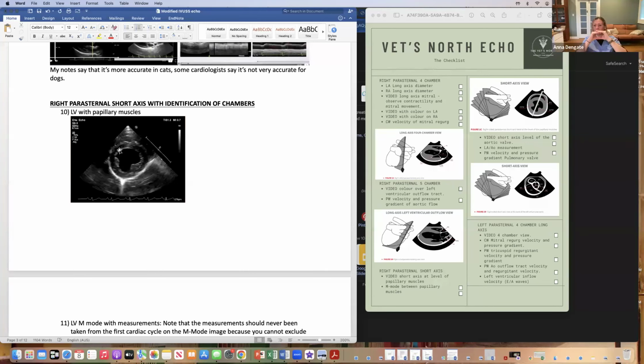What might cause flattening of the interventricular septum? Increased right ventricular pressure. Excellent. Good. What might cause increased right ventricular pressure? Pulmonary hypertension. Excellent. Or congenital disease. Yes, excellent. So pressure overload in the right ventricle is going to be caused by stenosis or increased afterload. So they're the two differentials.